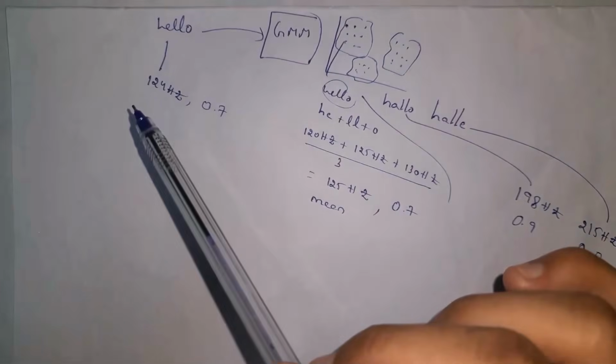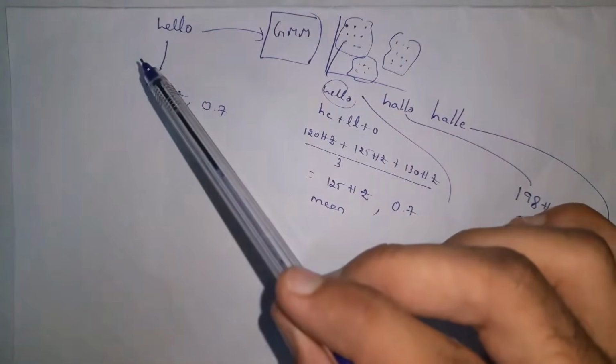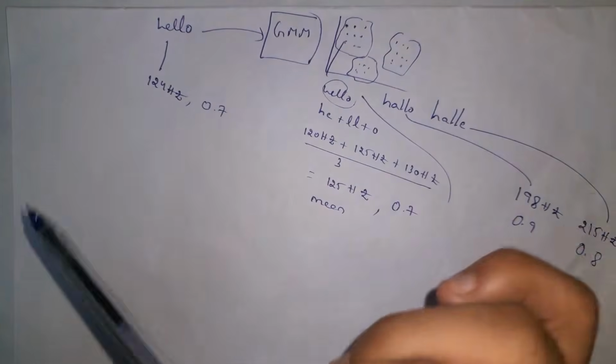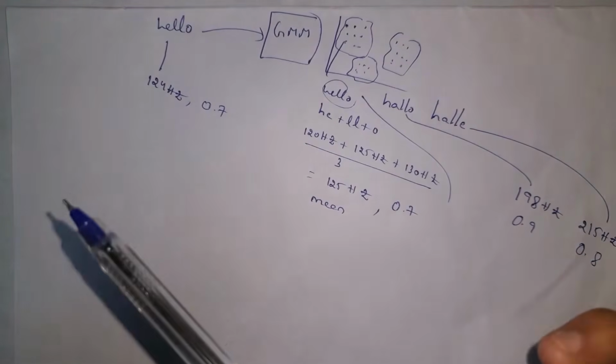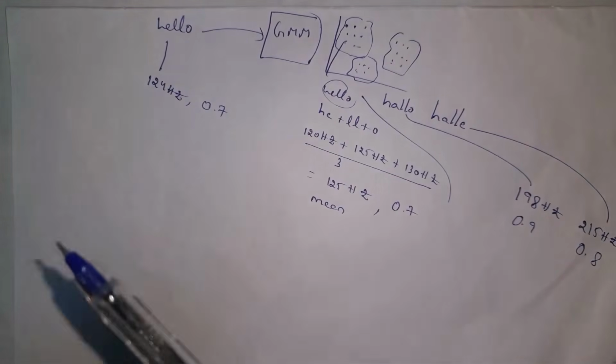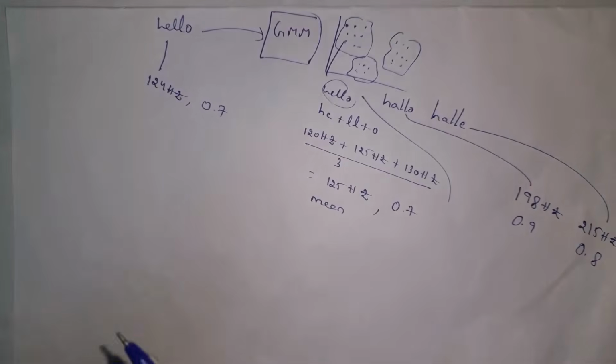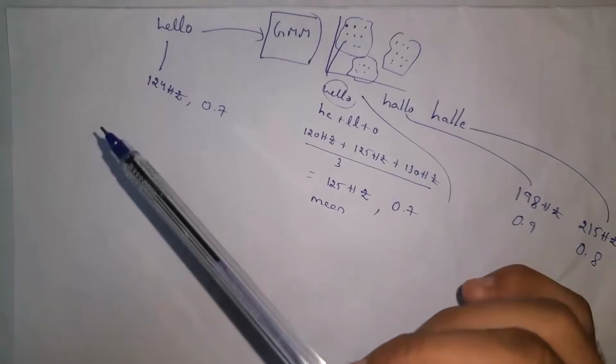And whenever I spoke hello, this hello is divided into various parts, and each part is represented by a Gaussian distribution, that is nothing but a Gaussian curve. From that, mean is calculated for each part. Mean is calculated for energy and mean is calculated for pitch. For example, pitch is 124 Hz and energy is 0.7.